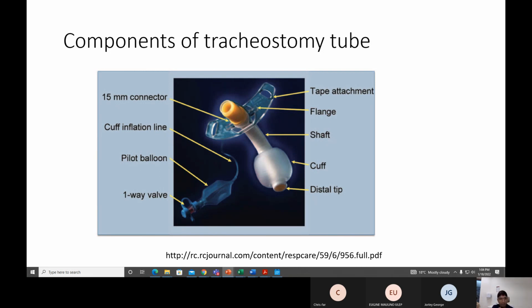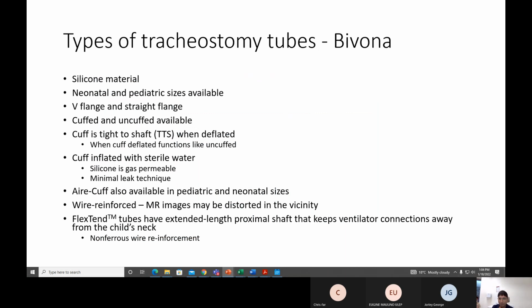Okay, there are many different types of tracheostomy tubes. We will talk about two common types that we use in pediatrics, Bivona and Shiley. So the Bivona tracheostomy tubes are made from silicone material. So this is an inert material, so it doesn't cause too much reaction with the skin and so on. They are available in pediatric and neonatal sizes. They have different kinds of flange, a V-shaped flange and a straight flange. They claim that this V-shaped flange is advantageous because you can secure the tracheostomy much better with the V flange. I don't know. Personally, I don't feel this makes a huge amount of difference, but that's what the manufacturer claims.